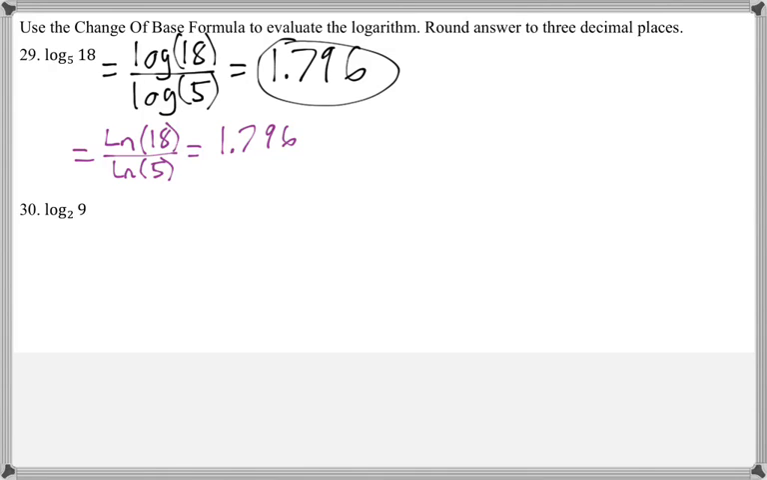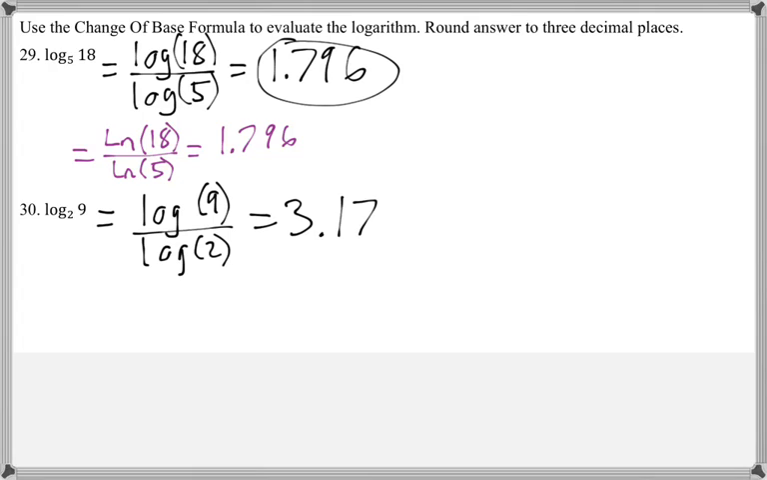So log base 2 of 9, if I want to figure out what that is, I can rewrite it as log of 9 over log of 2. And now I can type it in on my calculator. So log of 9 divided by log of 2, and we get 3.170.